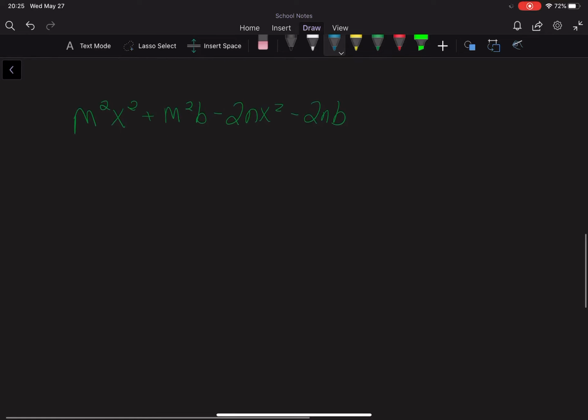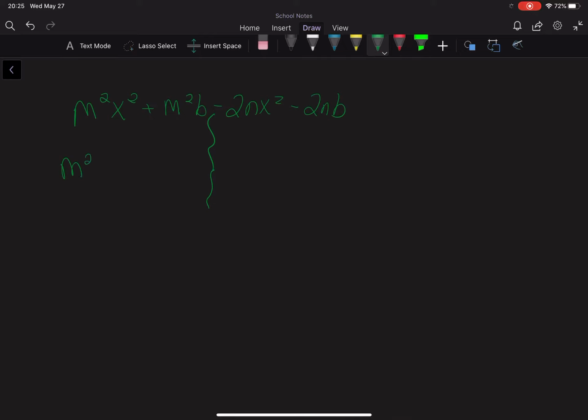Next one, a little bit more involved. Before we even get started, let's draw that line down the middle. So we have m squared x squared plus m squared b. So what do we have in common here? We have the m squared. So then we're left with x squared plus b.